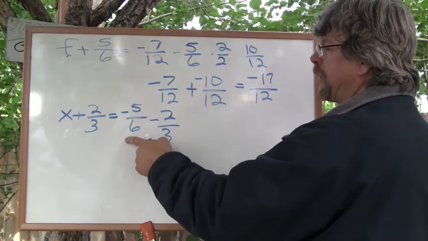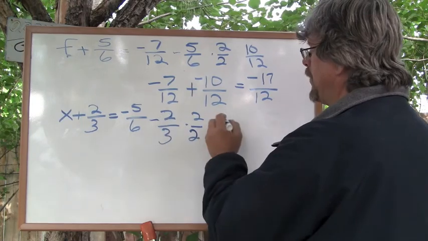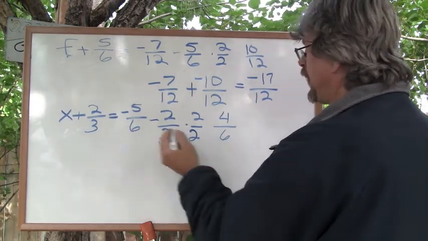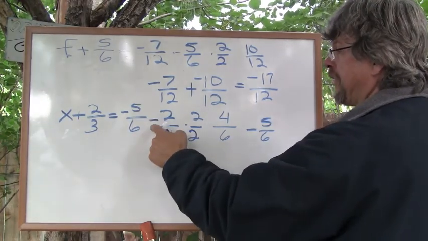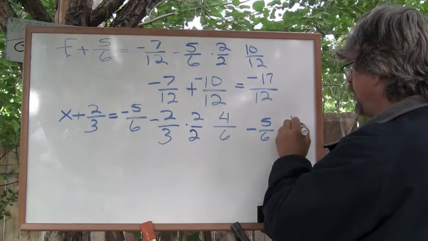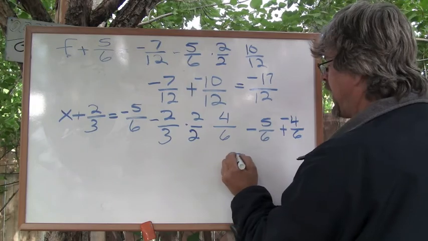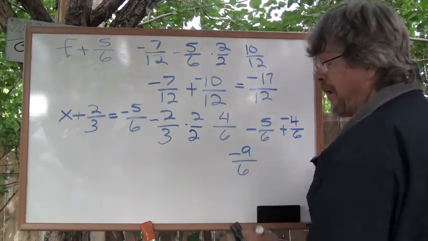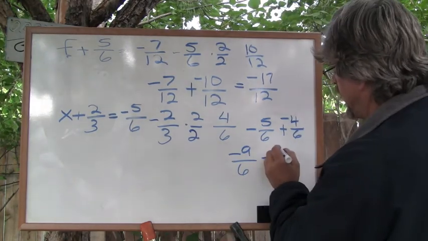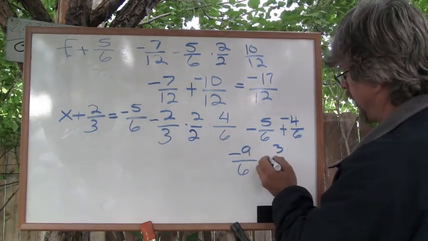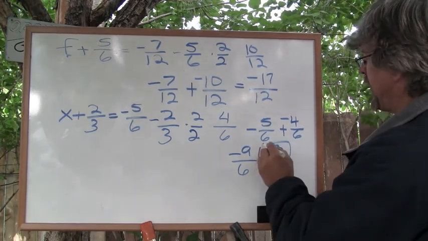6 will go into 6, and 3 will go into 6. So how do you get 3 to 6? You multiply it by 2 on the top and the bottom. That equals 4/6. So negative 5/6 here. Subtract 4/6. That's a plus negative. It's negative 9/6. This will reduce because you can take a 3 out of both of these, right? So you take 3 out of negative 9 and it's negative 3, and you take 3 out of 6 and it's 2. So your answer is negative 3/2.